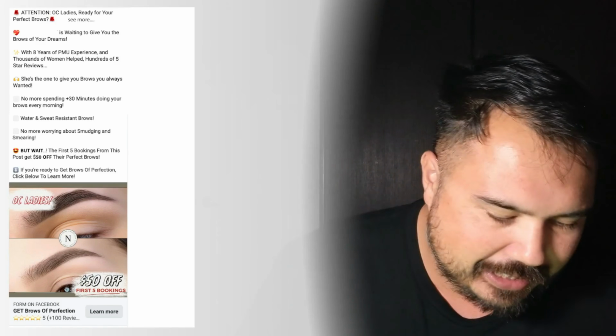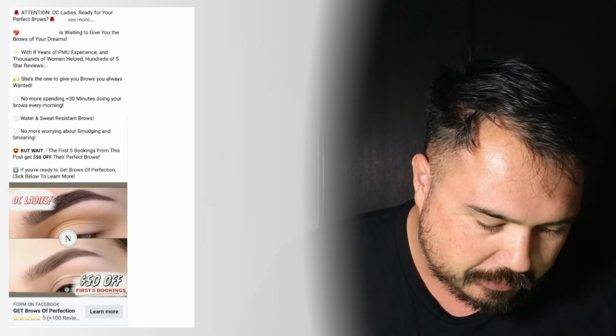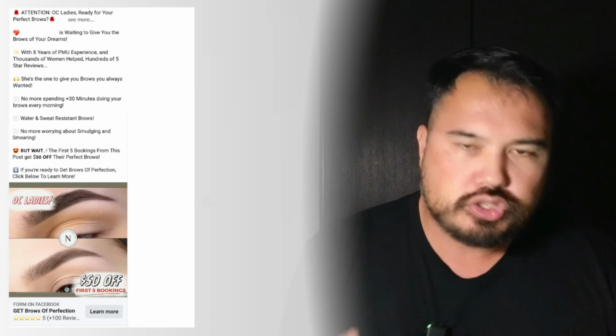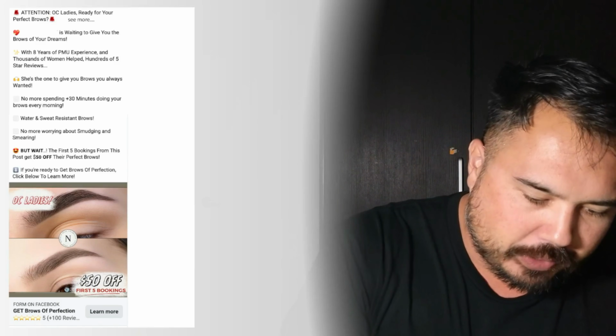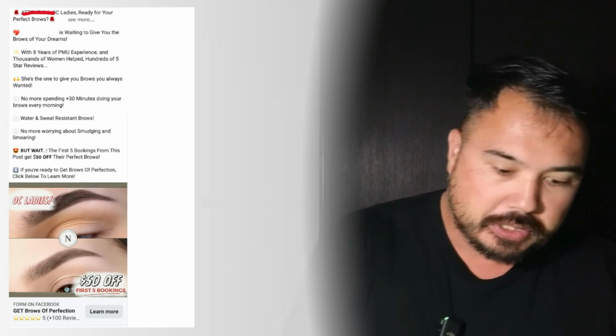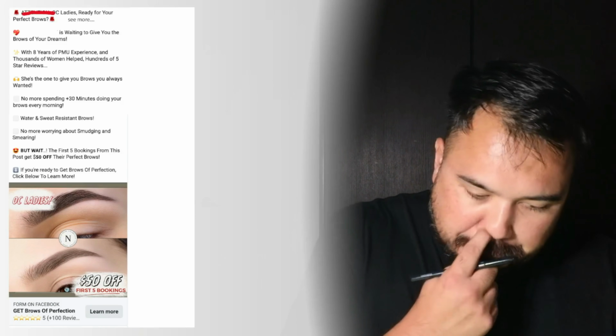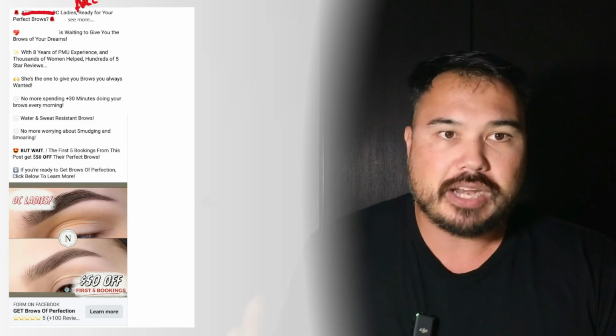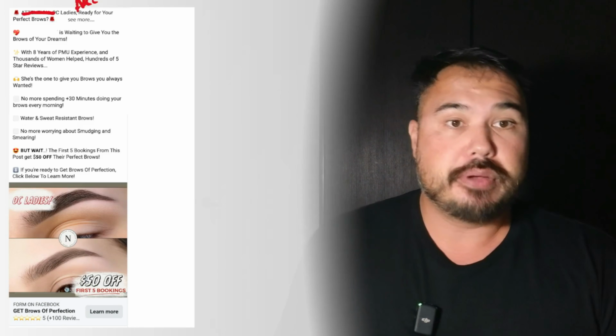Attention OC ladies, ready for perfect brows. Okay, it's not that it's bad, but it's not really super good either. The first thing we can do is get rid of attention, because we don't have to ask for attention when you're already addressing your audience. So it could be, OC ladies, are you ready for perfect brows? It's missing "are". We're not actually asking them anything at the minute. Ladies, are you ready for perfect brows?